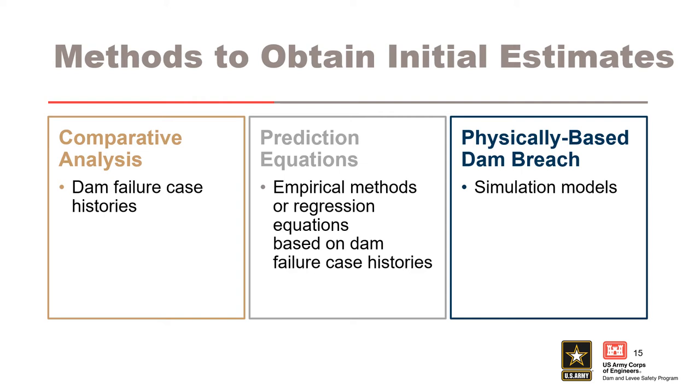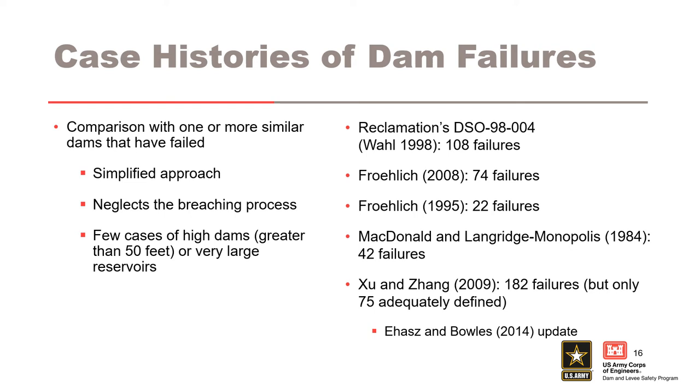All of these methods are viable techniques for estimating breach characteristics. However, each of these methods has strengths and weaknesses and should be considered as a way of estimating the parameters and not used as absolute values. If the dam under consideration is very similar in size and construction to one or more dams that have failed, and the failures are well documented, appropriate breach parameters or peak outflows may be estimated by comparison.